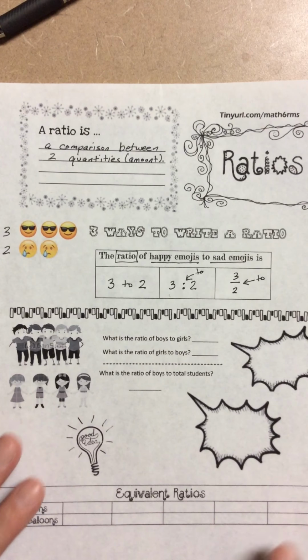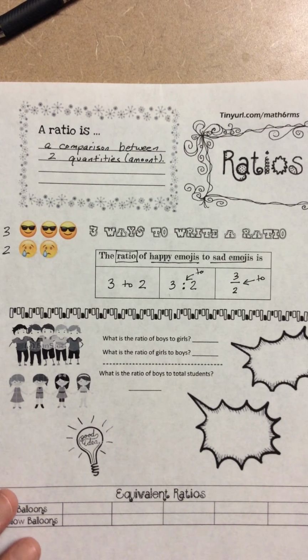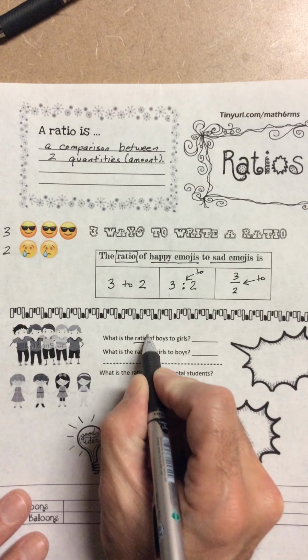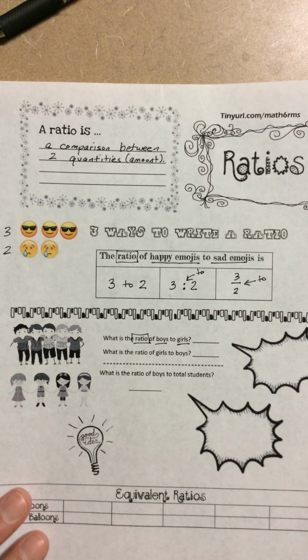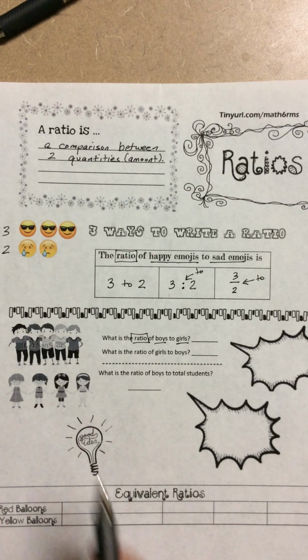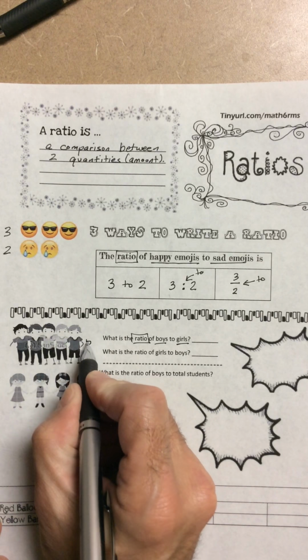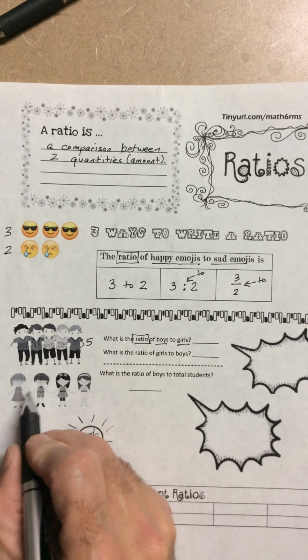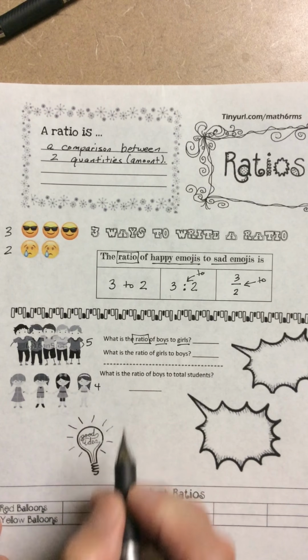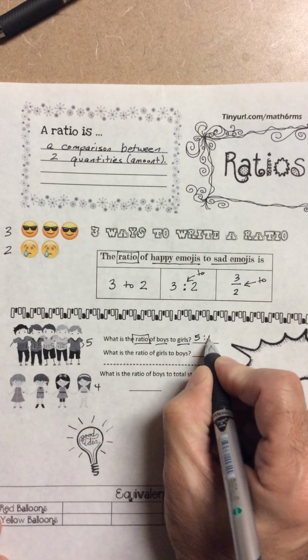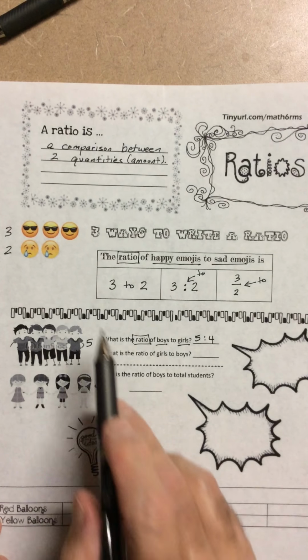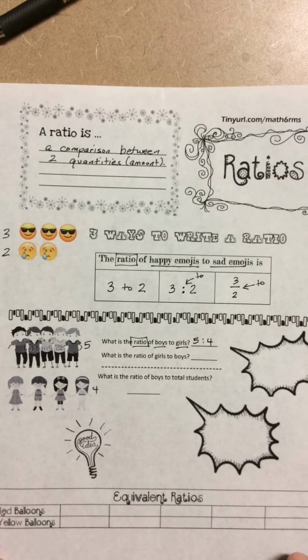All right, now looking at this picture, what is the ratio of boys to girls? How many boys to how many girls? So I'm going to count the boys first. 1, 2, 3, 4, 5. 1, 2, 3, 4 girls. The ratio of boys to girls is 5 to 4. And you can write it any of these three ways, but it's 5 to 4.